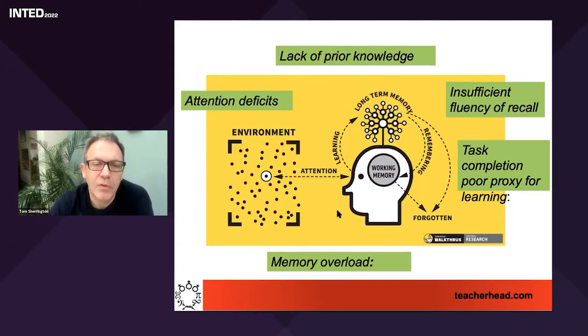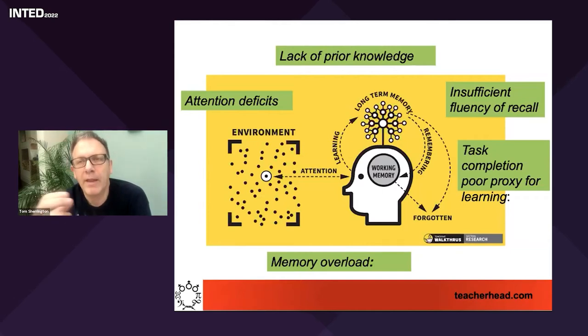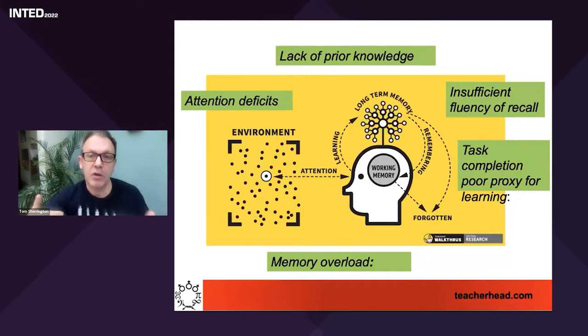And these other things are also an issue. So where students don't learn things, we can use this memory model to diagnose why and think, well, what might be better for them? More fluency, more confidence building with repetition and recall. Making sure that the tasks are requiring them to think.